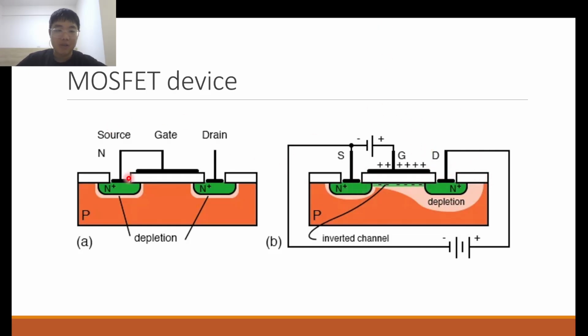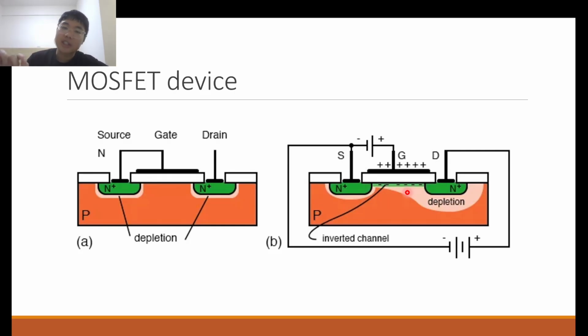Without the gate voltage, current cannot flow, because between the N and the P regions there's a depletion layer, which blocks current flow. However, when we form the N-type channel, it bridges across the source and the drain, allowing current to flow.